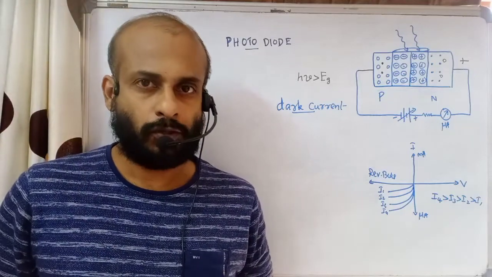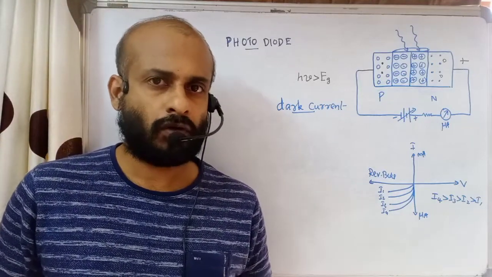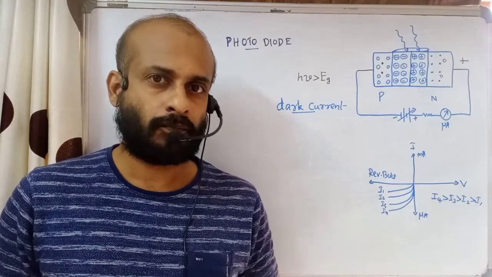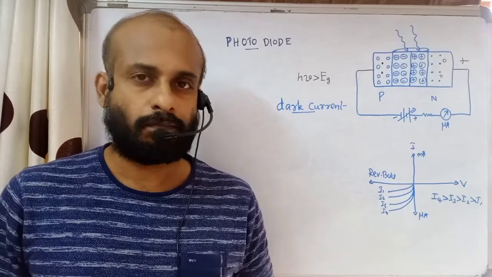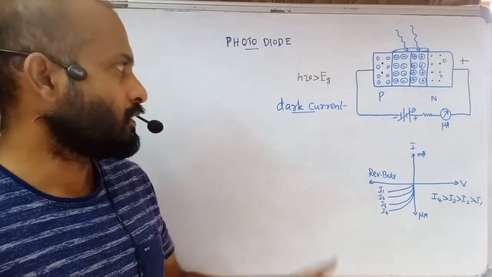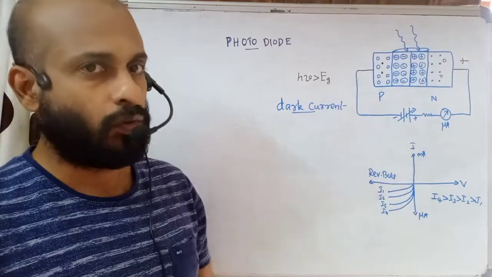Photodiode is our topic today. Photodiode is a special purpose diode. It's a PN junction diode. It is always reverse biased. Now here we can see the diagram of photodiode.